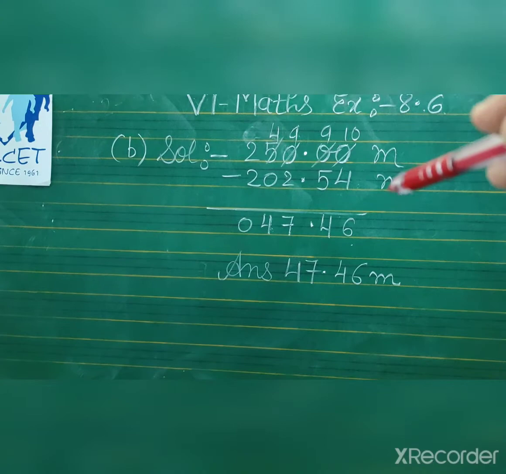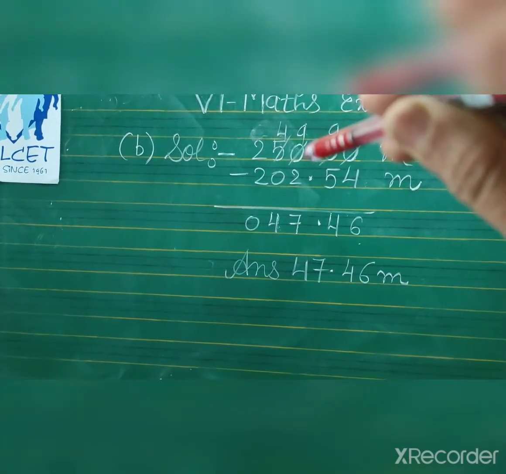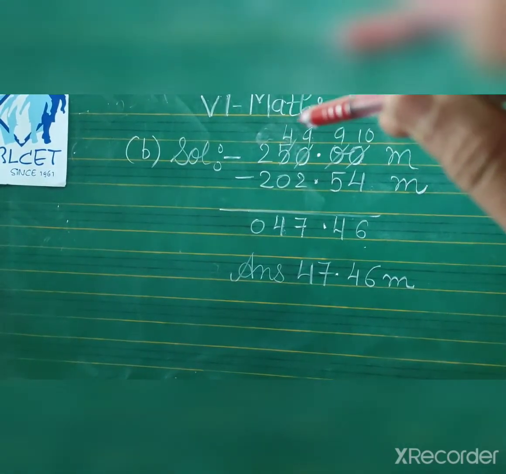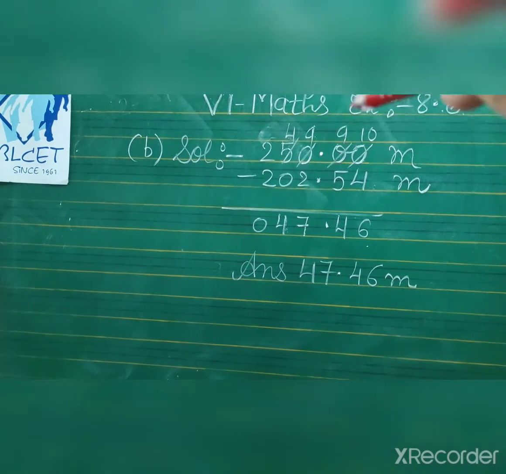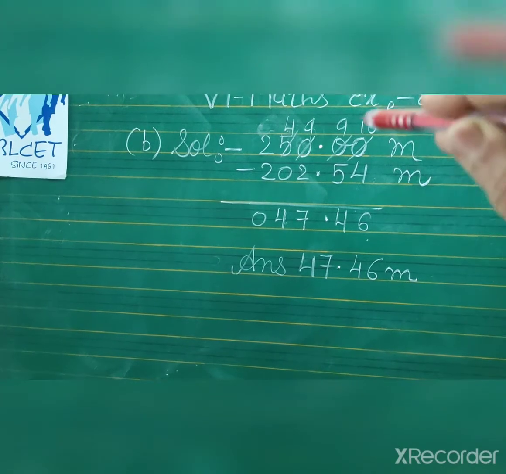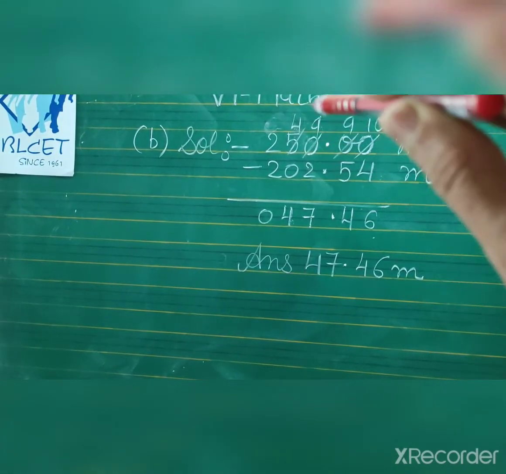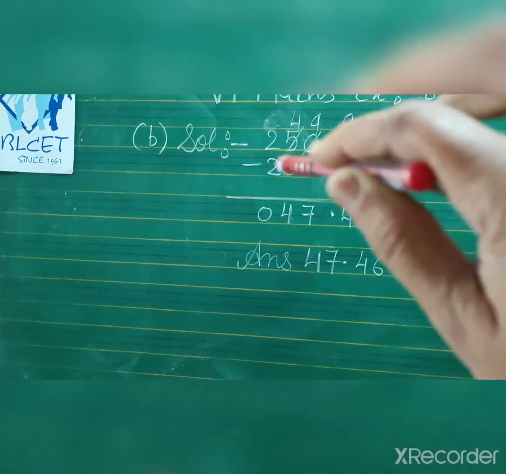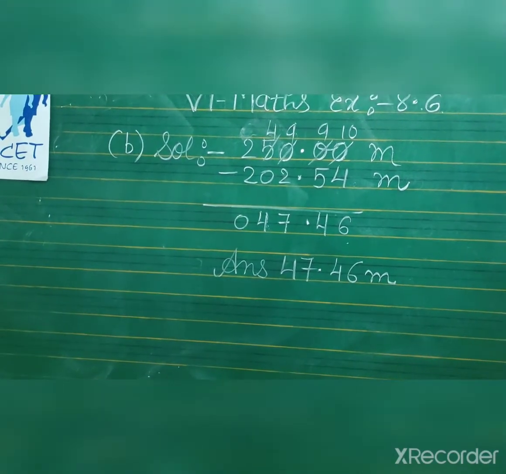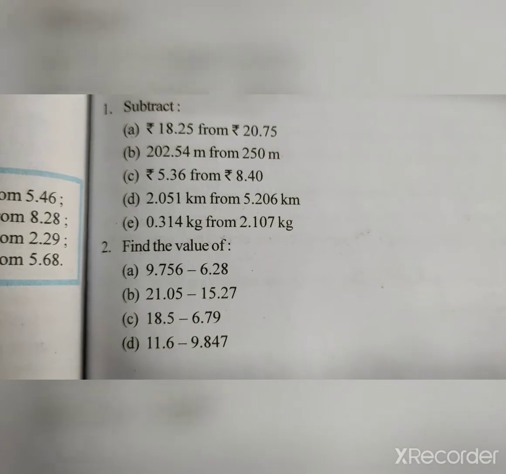So 0 minus 4 is not possible. 0 will borrow from this 0. 0 will borrow from this 0. And 0 will borrow from 5. 5 will give 10. 10, 10 and then here will be 10. So here will be 9 and 9. 10 minus 4, 6. 9 minus 5, 4. Decimal as it is. 9 minus 2, 7. 4 minus 0, 4. 2 minus 2 is 0. So answer will be 47.46 meter. Now C, D, E you will solve.